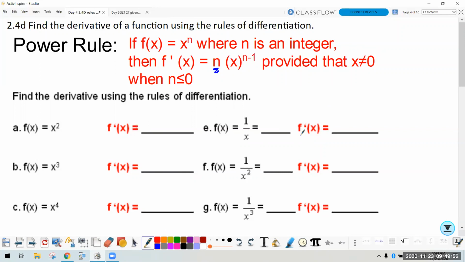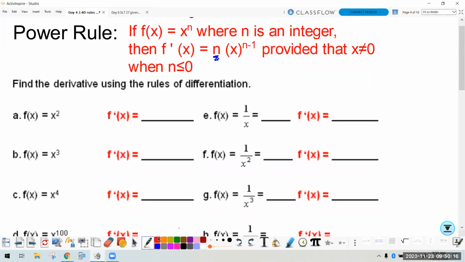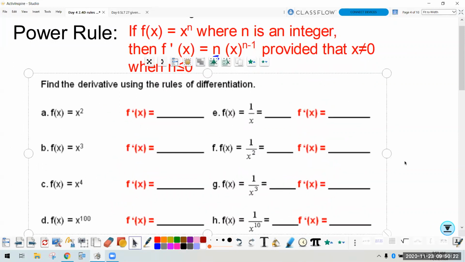So that's how when we would get a long polynomial and I could quickly find the derivative without doing any limit work is because I was taking the power, making it the coefficient, and subtracting 1 from the exponent. We're going to practice that a few times. There we go, now they all fit.